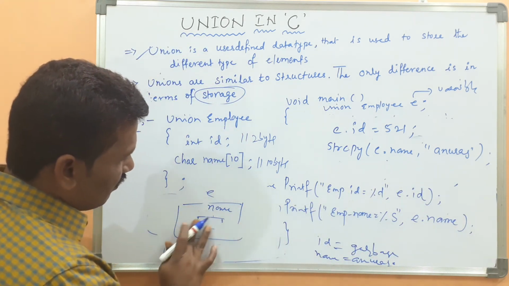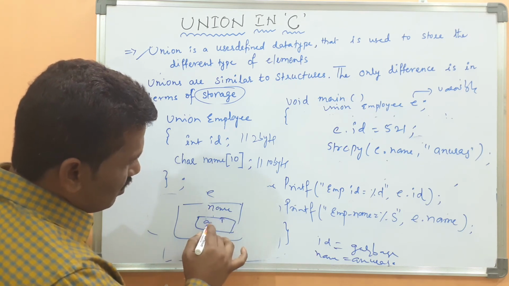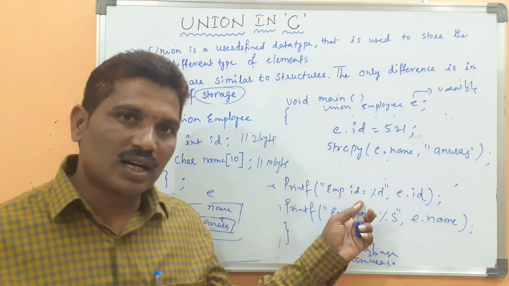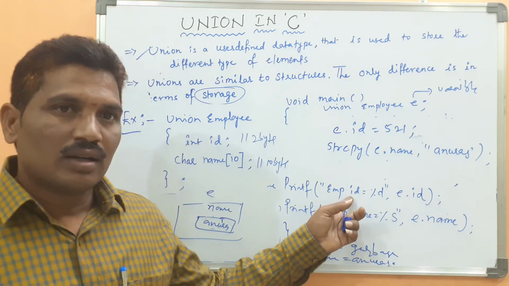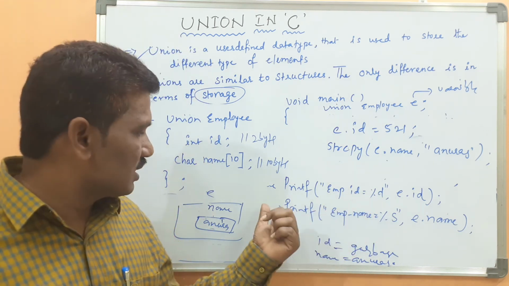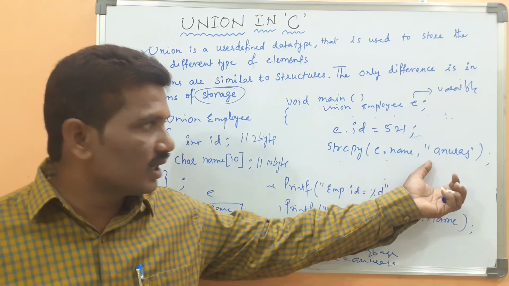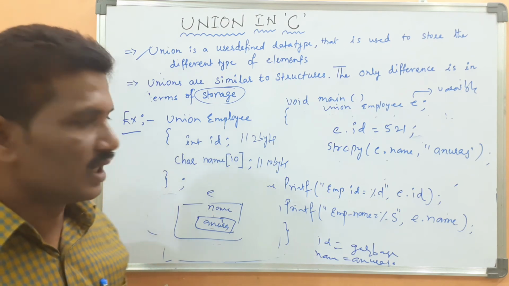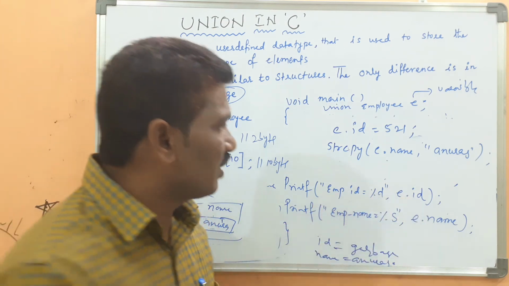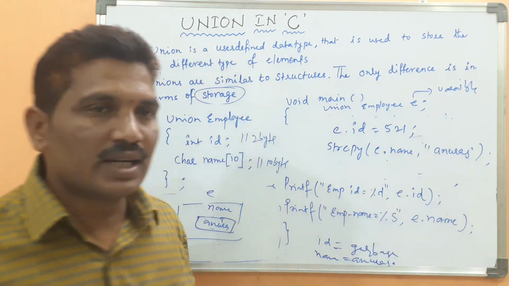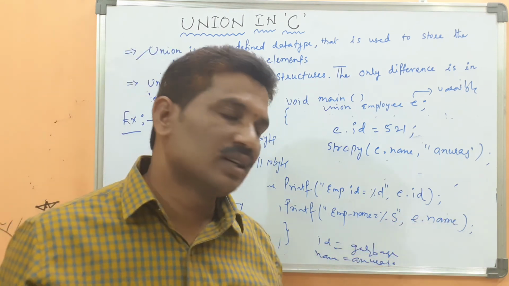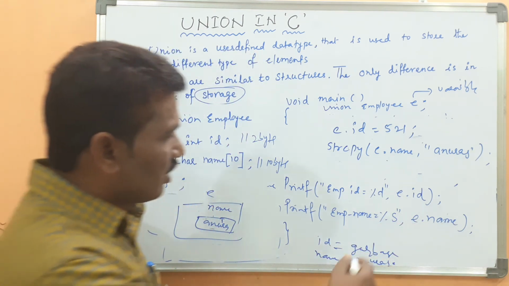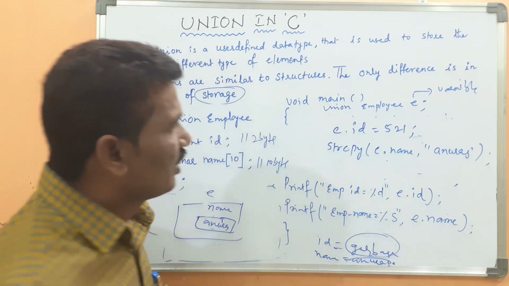Name, what is there? Anurag. Now the employee ID is lost, because recently what we took, Anurag, overrides the previous member's data. That's why employee ID equal to what? Some garbage value will be displayed. The employee name will be displayed. This is the garbage value for the name.